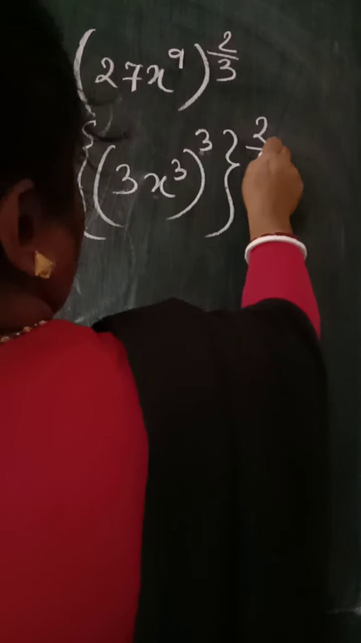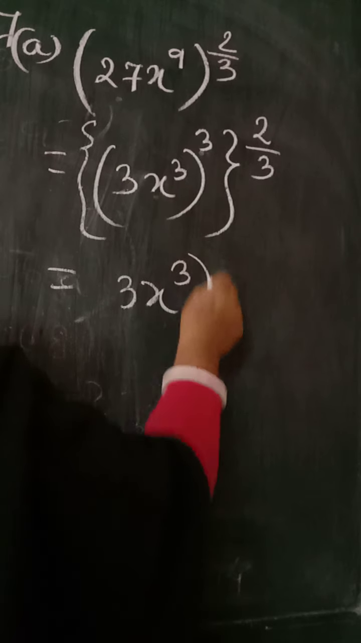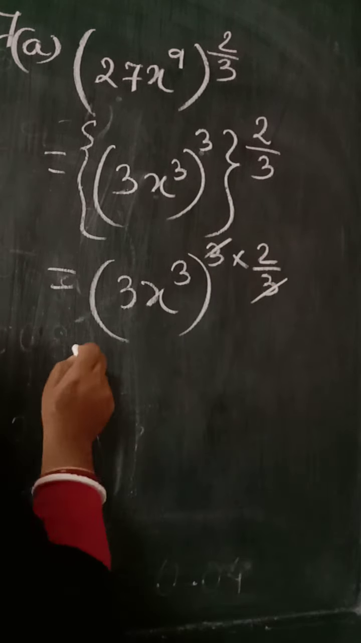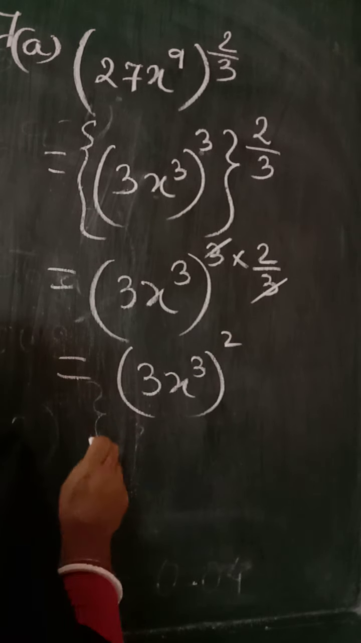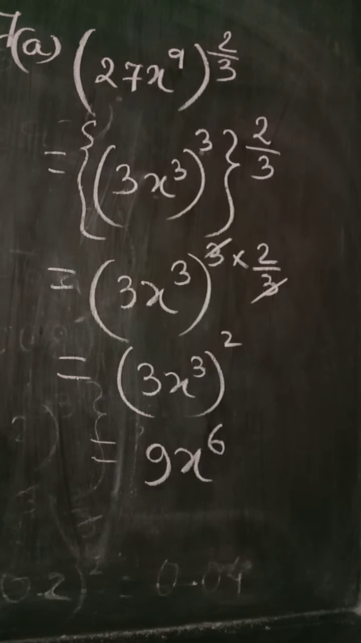On the top, 2 by 3, so I am getting (3x cubed) to the power 2 by 3. 3 into 2 by 3, so this is cancelled. So (3x cubed) whole squared, or the answer is 9x to the power 6. This is question number 7A.